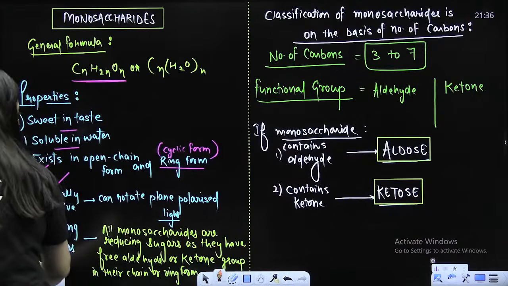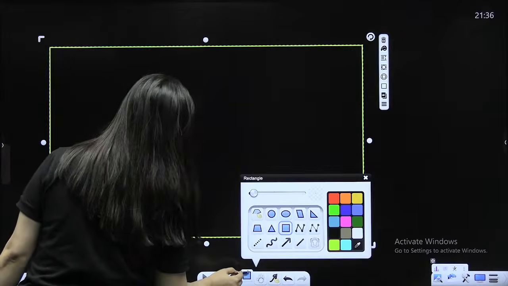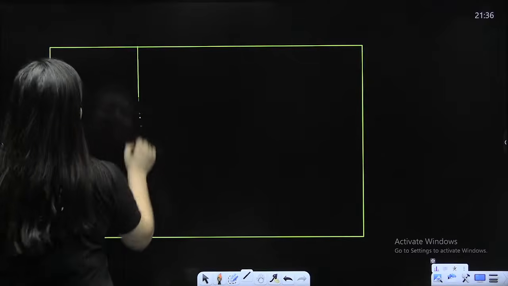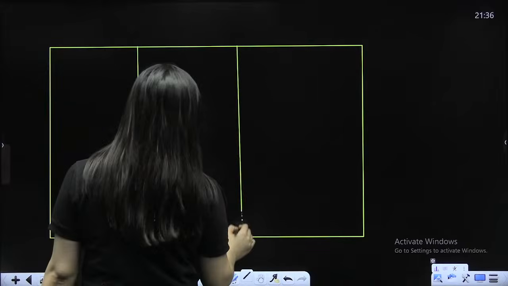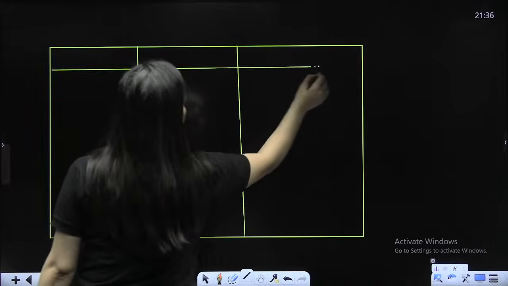Now, I told you the carbon number is going to be 3 to 7. That's what I told you. Yes, bacha, the carbon number is going to be, hello, good morning.